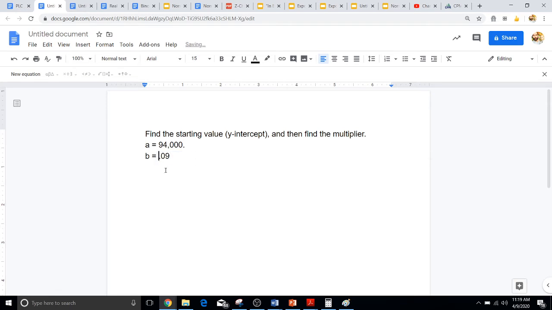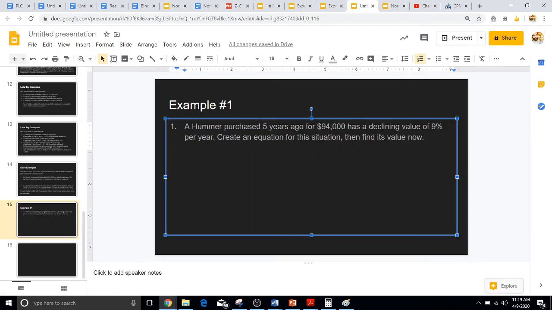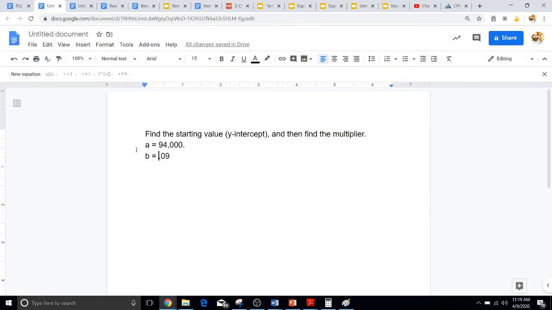However, we know that this is not going to be our B because we are declining. And when we talk about a declining percent, like we talked about before, we need to take this value of 9% and subtract it from the number 1. So let's go back to our work. We know that in order to find B, we need to take 1 and subtract that 9%. When we do, we get 0.91. This is going to be our B term.